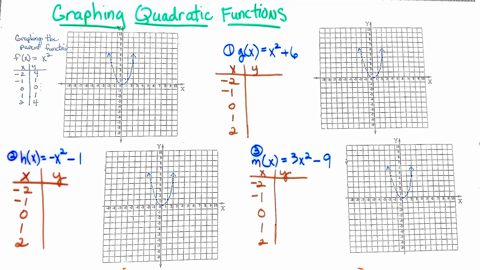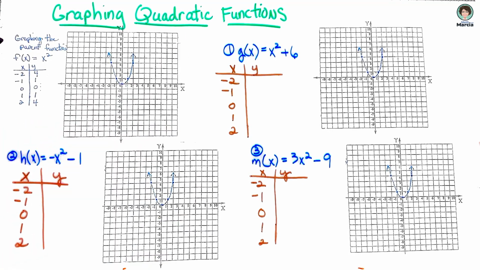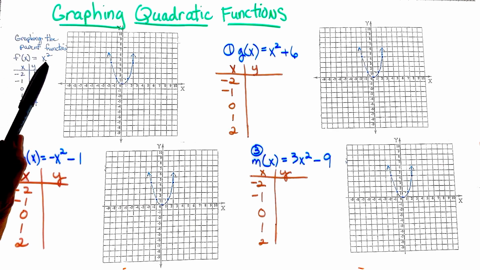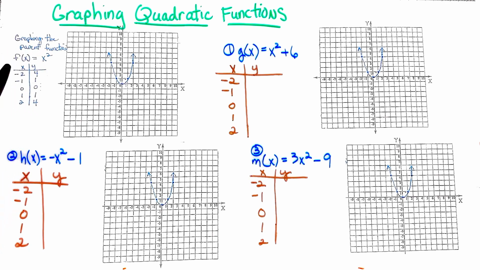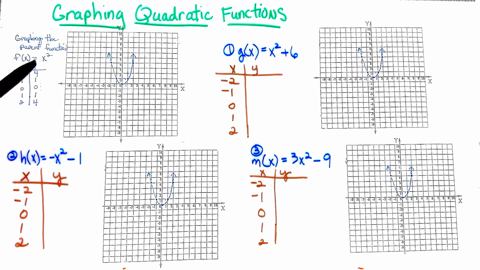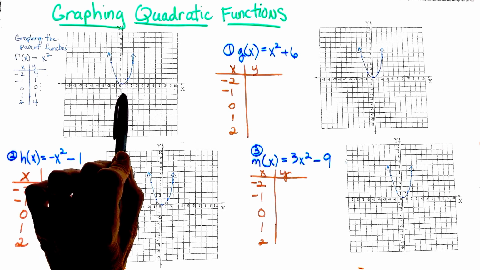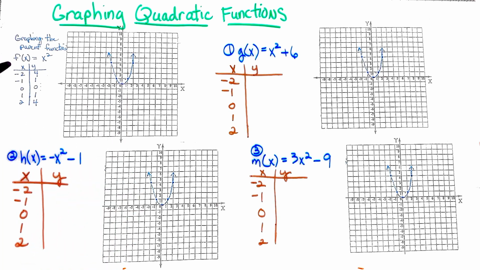For this lesson, we are going to be graphing quadratic functions. And you'll notice that we're also going to be comparing them to the parent function, which is f of x is equal to x squared. Each one of these has a table of values, and we just substitute these numbers into our equation to get the points so we can graph them.